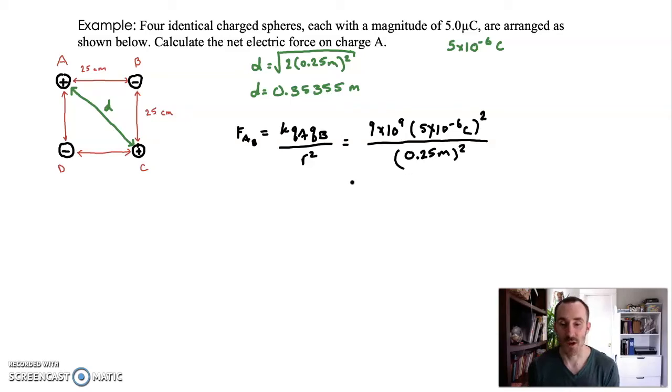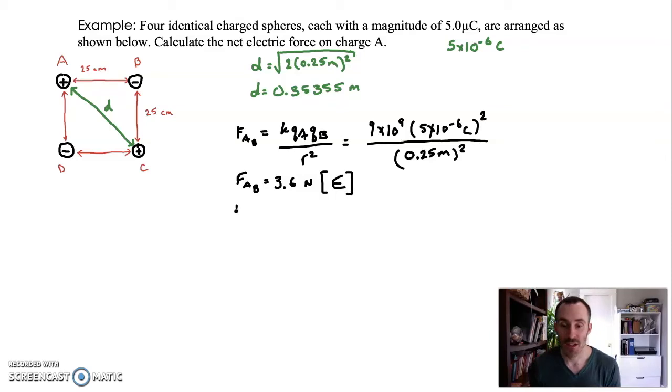That needs to be squared as well. And so we find in the end that the force on A because of charge B is 3.6 newtons. Okay, and looking at them, judging by the fact that they're opposite charges, they're going to attract one another. But since we're looking at A specifically, A is going to be pulled toward B. So that would be toward the east.